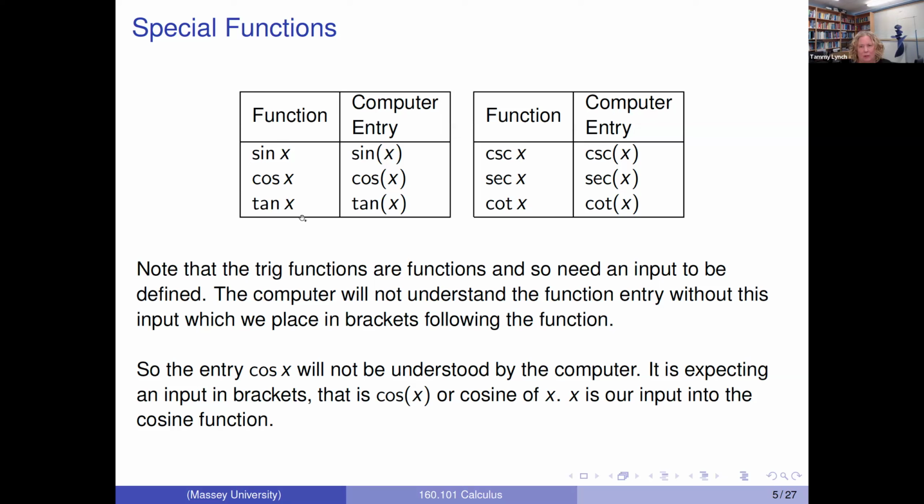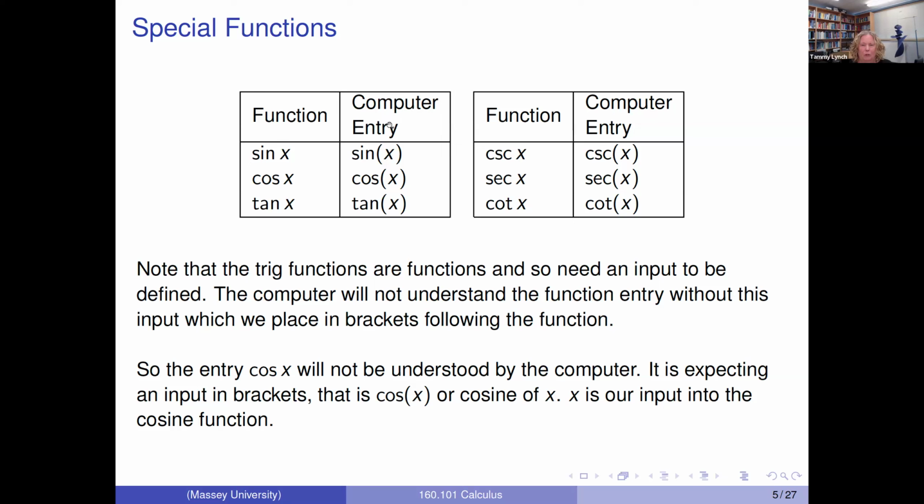The trig functions, though, are all functions, and so the important thing is a function needs an input. In this case, the input into the sine function is x, and the input into the cosine function is x. The computer needs to know exactly what the input is for each function, and we tell the computer what the input is by using brackets.